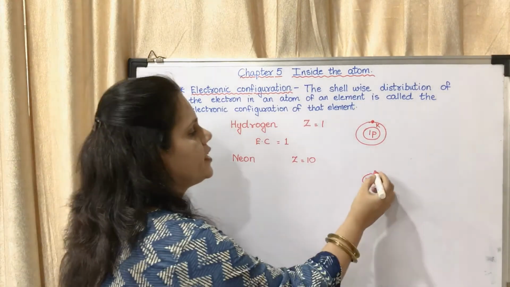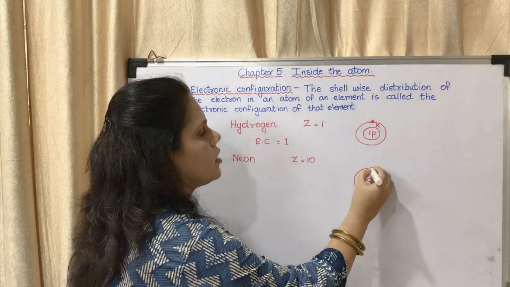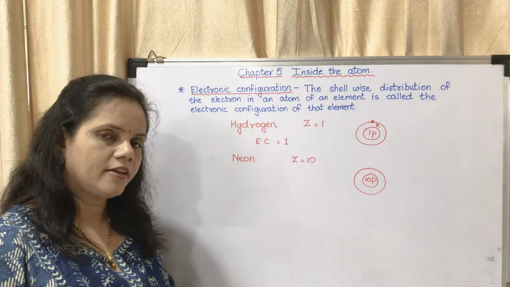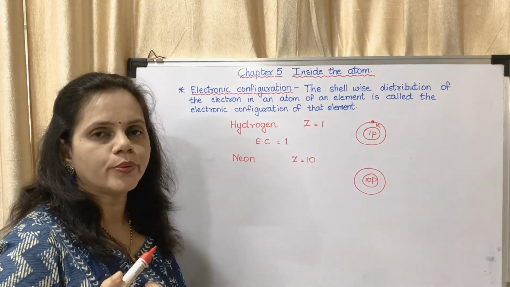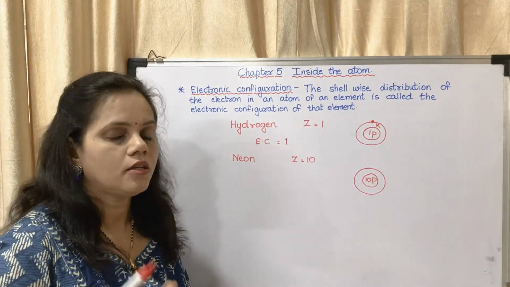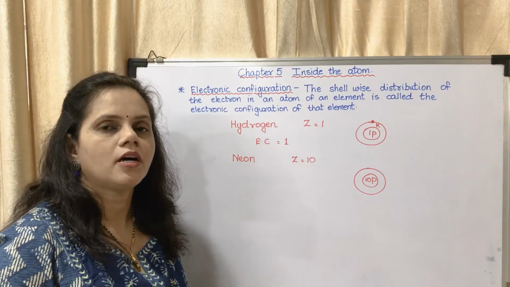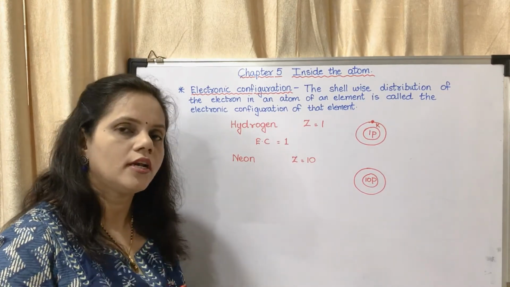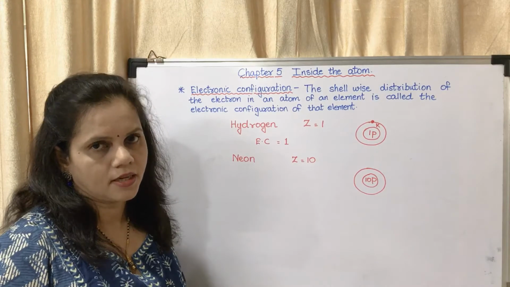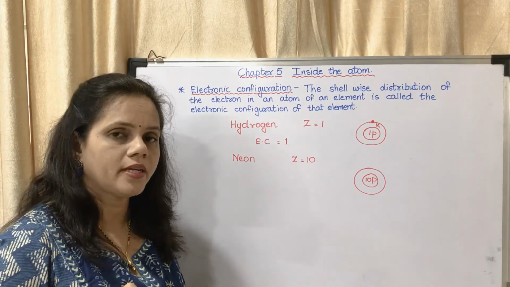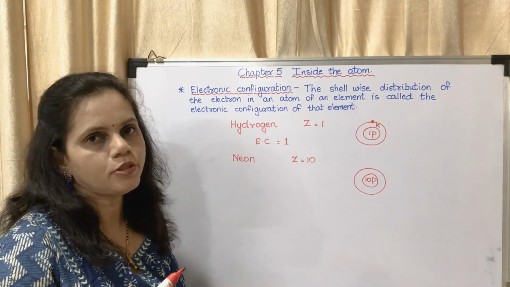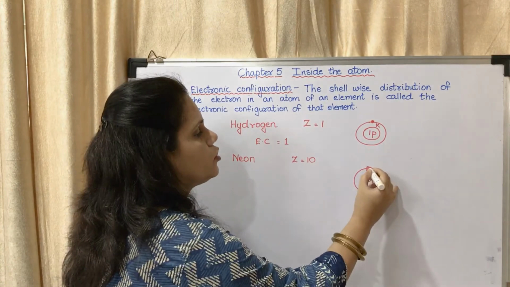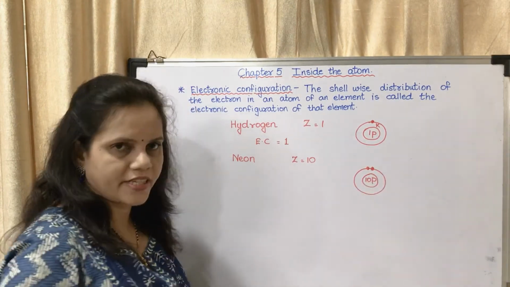Now the first shell. How many electrons will get accommodated in the first shell? It will be 2. Can it be 3? No, it cannot be 3, because in the K shell only 2 electrons can sit, maximum. Minimum how many? Minimum 1, maximum 2. So I am drawing those 2 electrons in the first shell.